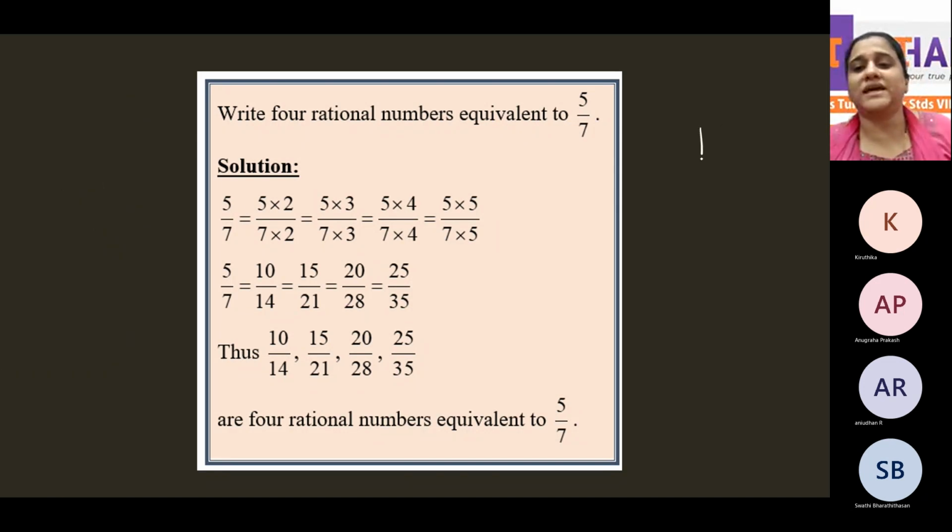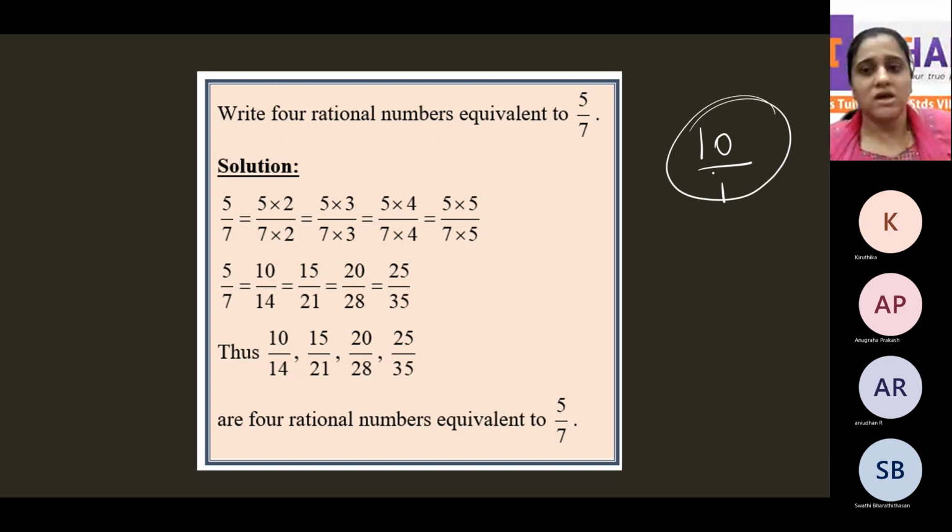Now tell me, is 10 a rational number? It does not have a denominator, so put a by 1. Now 10 is an integer, 1 is an integer. So this is a rational number. So 10 is a rational number.